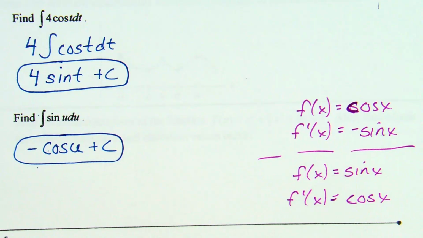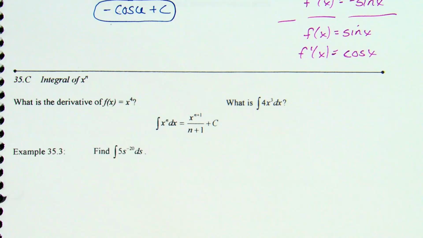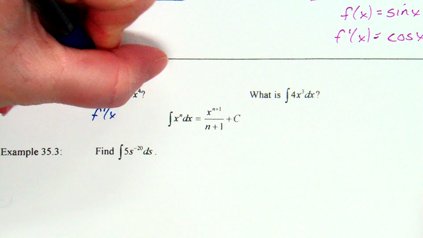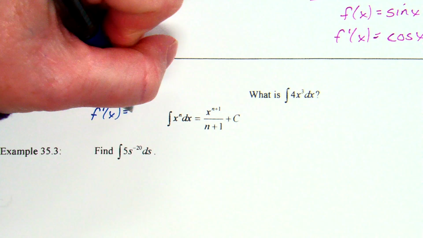Example C. This is a good one. Okay, this is the integral of x to the n. So if you have a power, we know how to take the derivative, but how do you reverse that and take the antiderivative or the integral? So, start with an example again. What's the derivative of x to the fourth? So what's our rule there? Okay. Bring that exponent out front, multiply by it, and subtract 1 from the exponent. So this becomes 4x to the third.